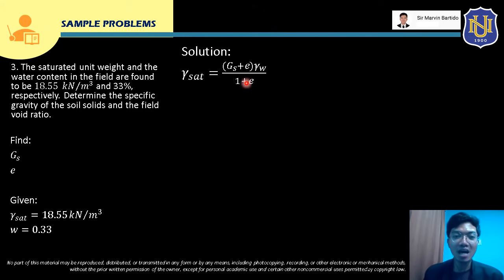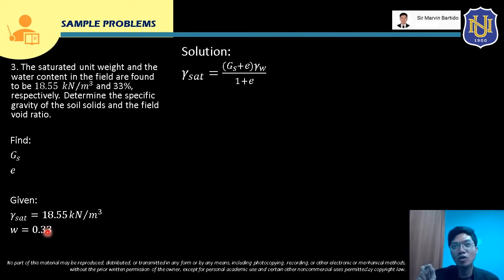So, in this case, class, yung gamma sat given yan, so merong value yan. Yung G sub S unknown. Yung e actually unknown din siya. Tapos yung gamma ng water may value ito. So this is constant, na ito, class, ay 9.81 kilonewton per meter cube. So, dalawa yung magiging unknown natin dito, class. Pero, class, ganito, yung e, pwede rin natin yan i-express in terms of the given na w or water content. Di ba, class, meron tayong relationship na GWES. Naalala mo yung GWES? Se is equal to w times G sub S. Yun yung GWES na pabaligtad.